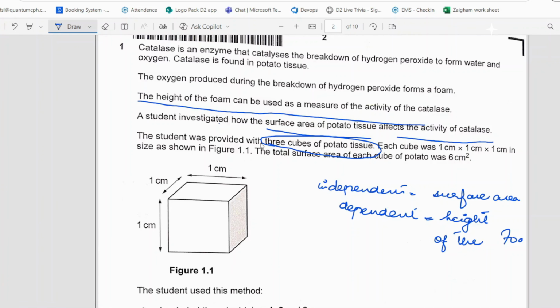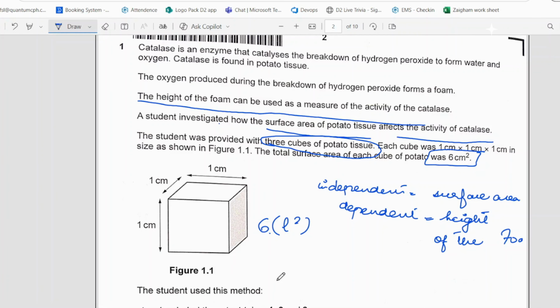When we have to give the readings, we cannot judge it by looking at the enzyme. We have to take some measurable unit, and that is the height. Now here is one cube, and keep in mind a cube is a 3D shape. It has 6 faces, so surface area is based on the 6 faces. Let's say it's L squared into 6. They have given you the surface area, which is 6 centimeter squared.